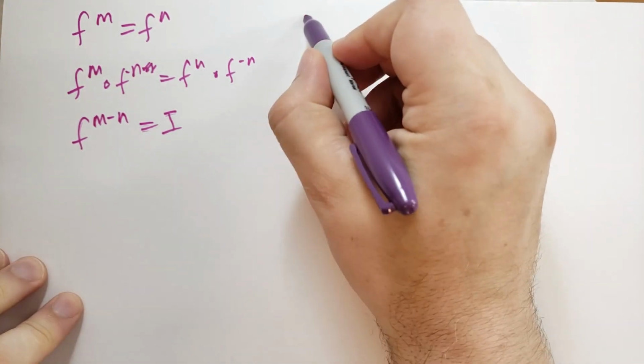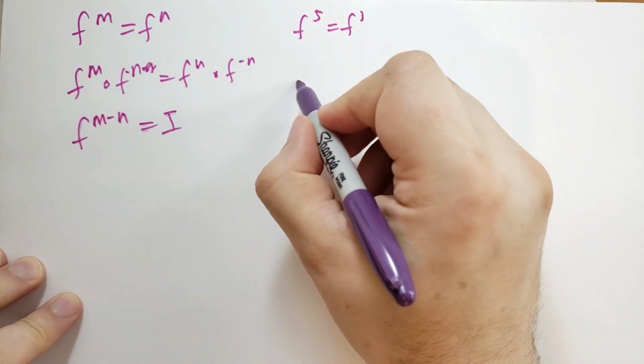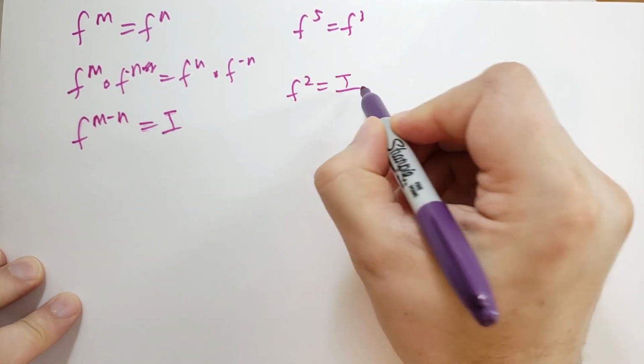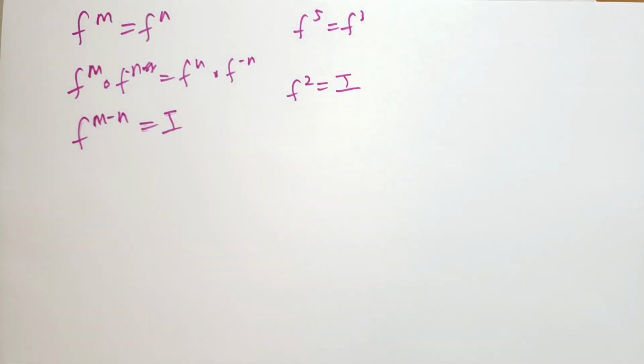So if we had, let's say, f to the 5th is the same as f to the 3rd, then that means f squared is actually the identity. So f applied to itself gives you the identity. It's pretty amazing stuff there.